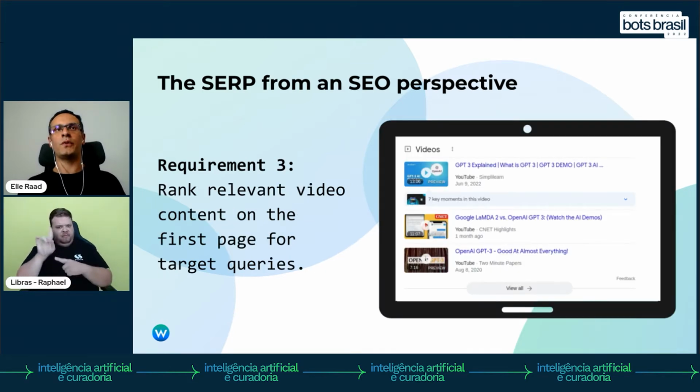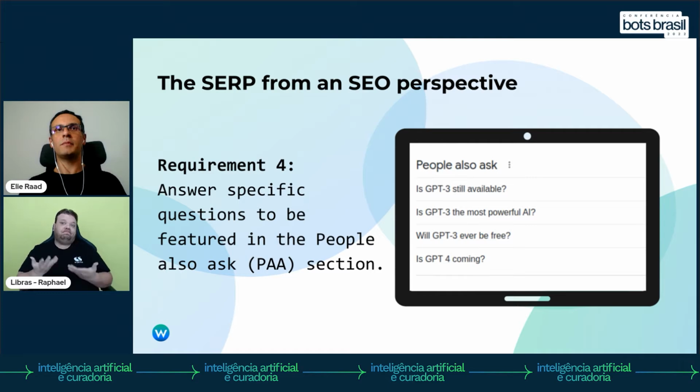Another sample requirement is ranking a video. We also have some video content, and we want it to rank on the first page for the queries that trigger the videos section. Another sample requirement: we would like to have some question and answer pairs from our website appear on the first page of Google. So this is another search requirement from an SEO perspective.